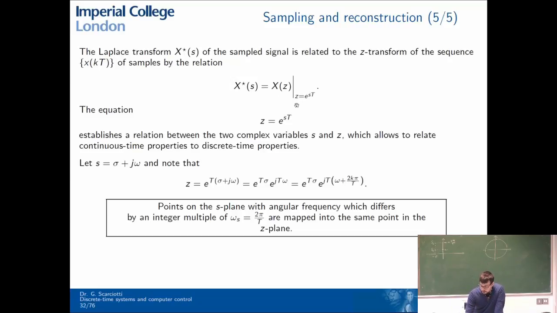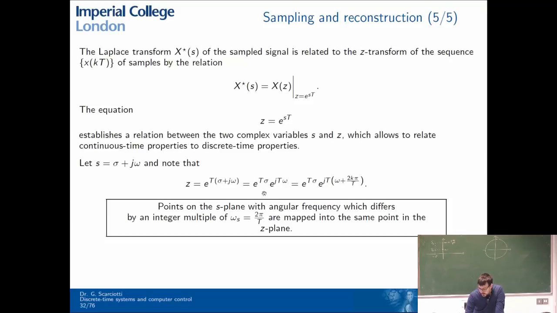In particular, what happens is that multiple points in the S domain are mapped to the same point in the Z domain. This can be seen in the following way. Let's assume that S can be written in this way. So S is a complex number, so we write it as a real part sigma plus j omega imaginary part. So if Z is equal to e power st, because we are doing this replacement, then what we obtain is e power t multiplied by sigma plus j omega.